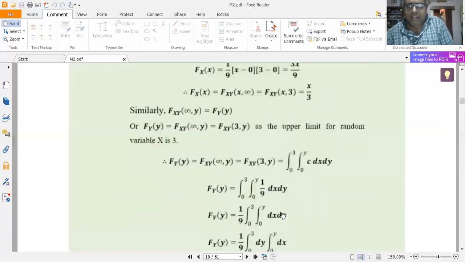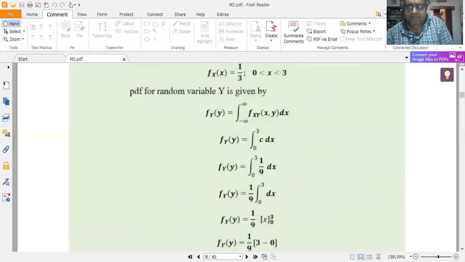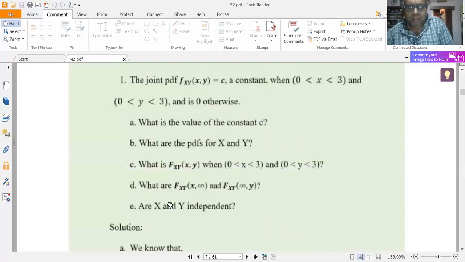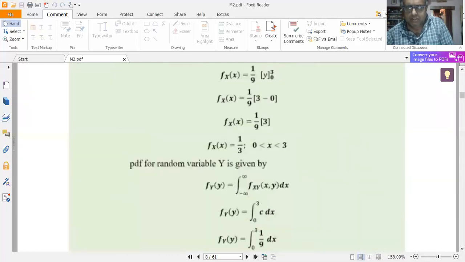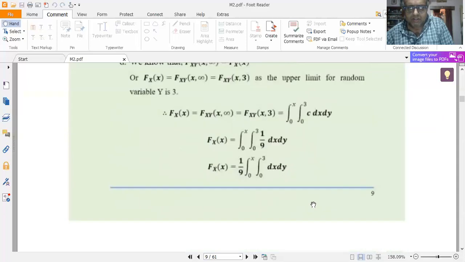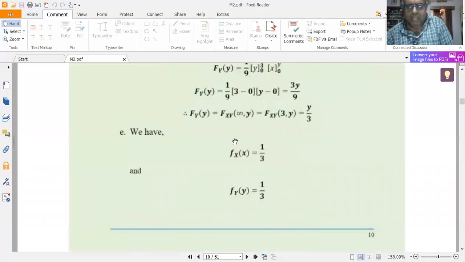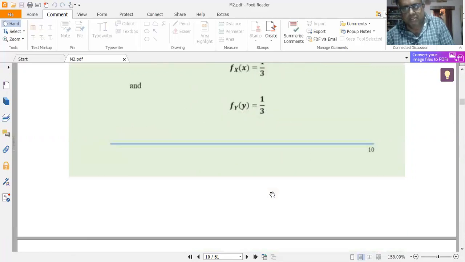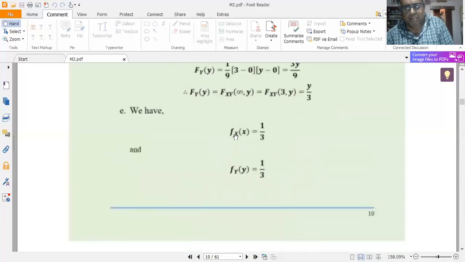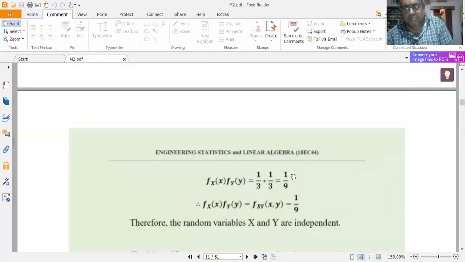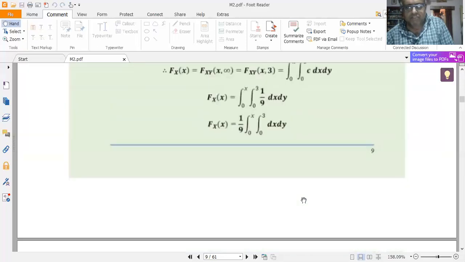Next, I have to check whether this is independent or not. Are x and y independent? I have got the marginal PDF fx of x to be equal to 1 by 3. Marginal PDF of y, small fy of y, is equal to 1 by 3. Multiply fx of x into fy of y. So I get fx of x into fy of y is equal to 1 by 3 into 1 by 3, which is equal to 1 by 9. But what is fxy of x comma y?